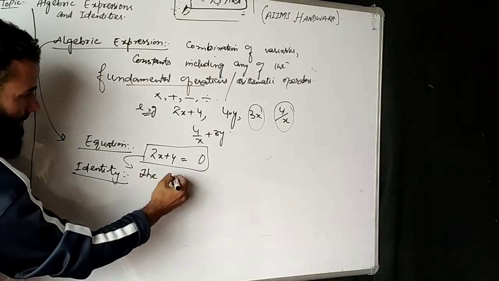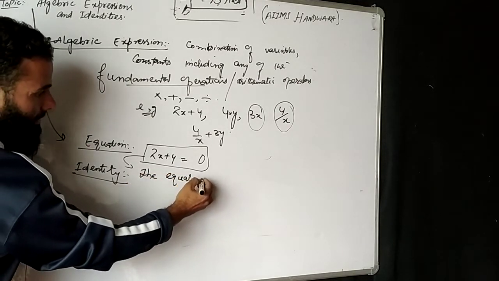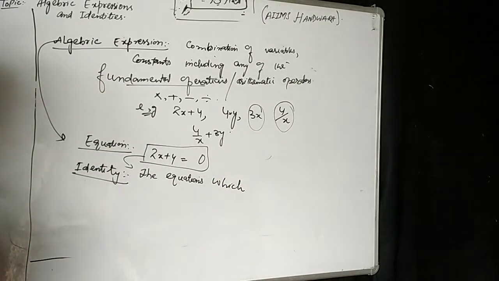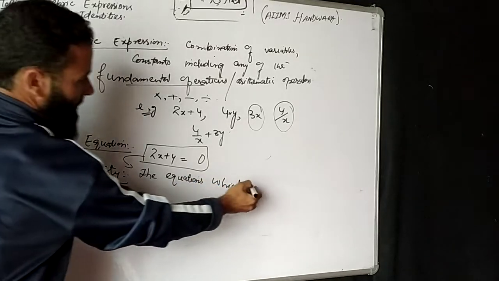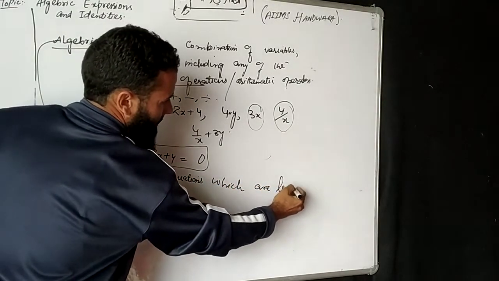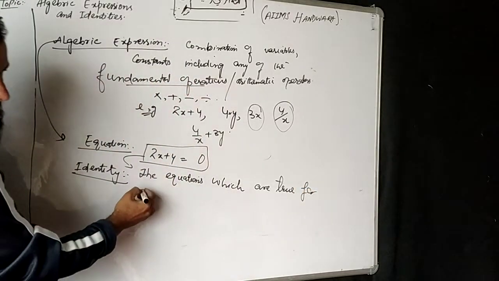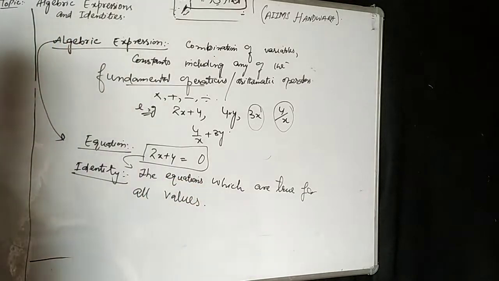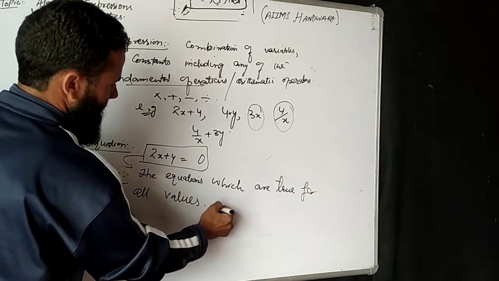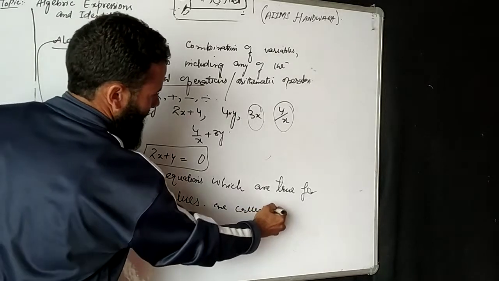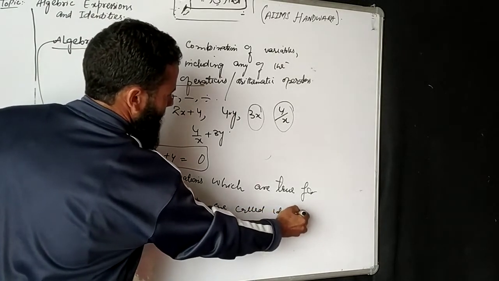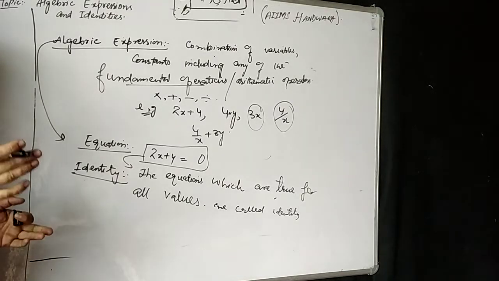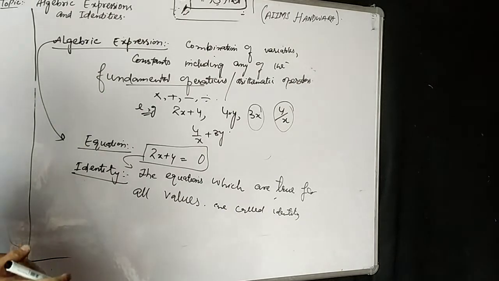The equations which are true for all values is called an identity, or called identities. So what's an identity? An identity is that equation which is true for all values of the variable.